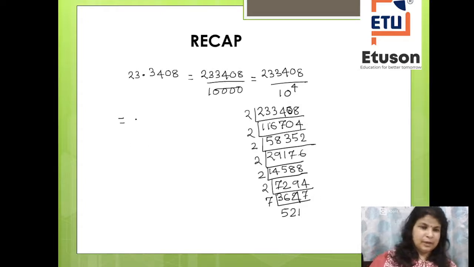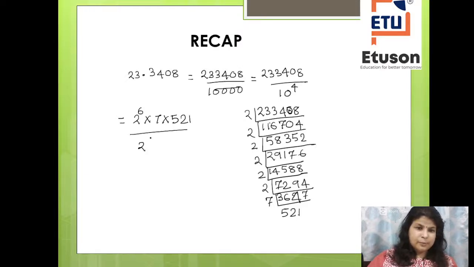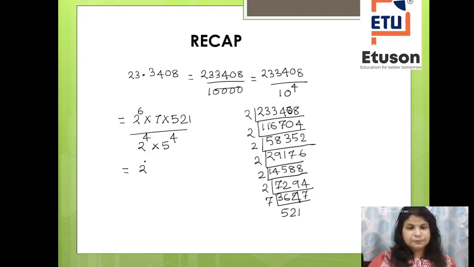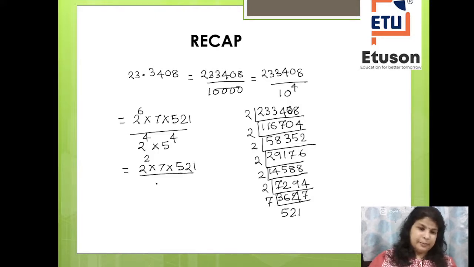So what I can write in place of your numerator is, how many 2's you have? 1, 2, 3, 4, 5, 6. So I'll write 2 to the power 6 into 7 into 521 divided by 2 to the power 4 into 5 to the power 4. So your answer will be, if you bring it to the lowest form, 2 square into 7 into 521 divided by 5 to the power 4.